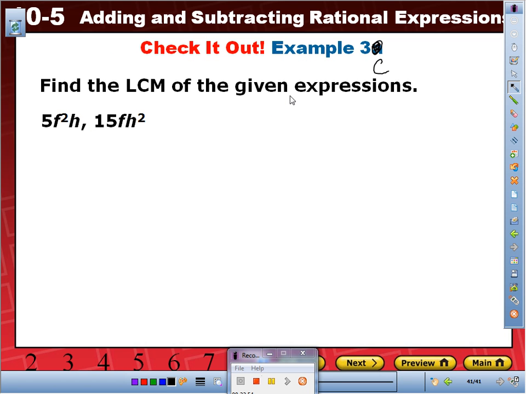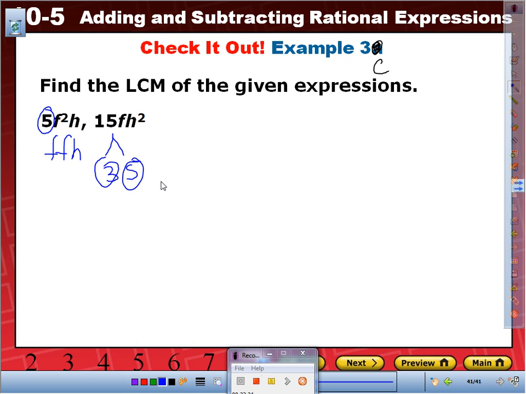So this is 5F squared H and 15FH squared. Find me the LCM, please. Go. Okay, here we go. See what you got. This one already has its prime factors, but I'm going to factor out the F squared to F and F times H. This one, 3 times 5, F times H times H. Are we there?